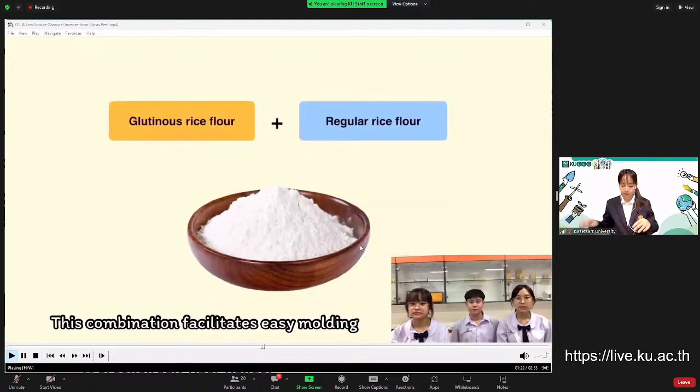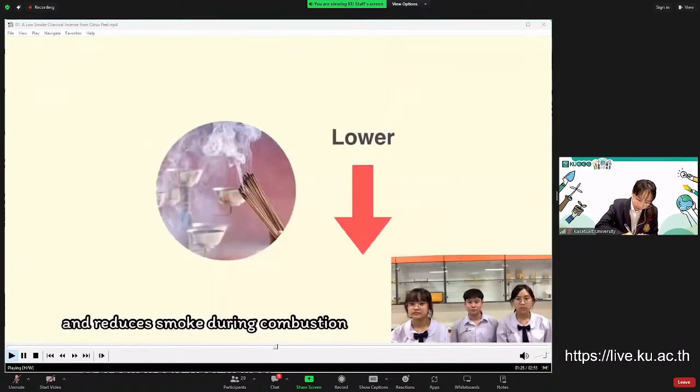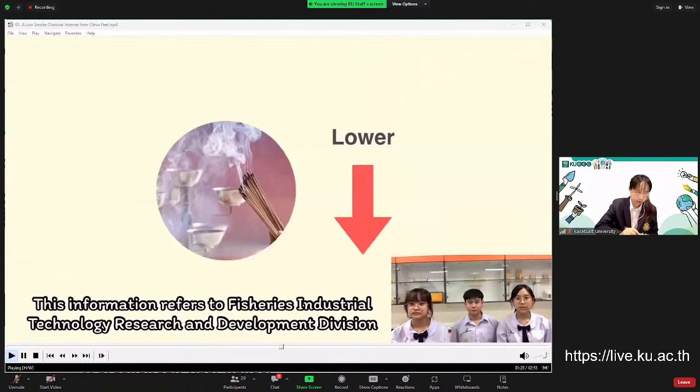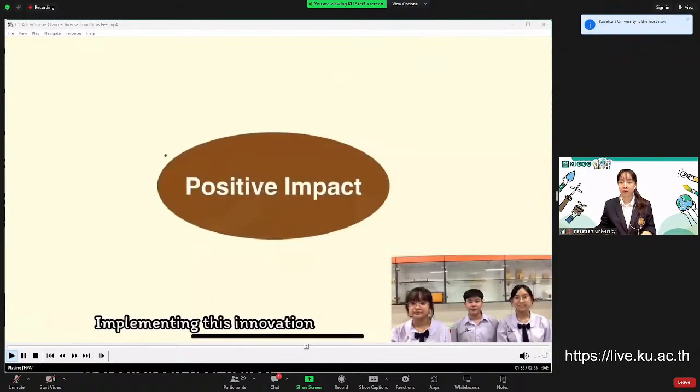This combination facilitates easy molding and reduces smoke during combustion. This information refers to specialists in the technology research and development division. Implementing these innovations can have several positive effects.